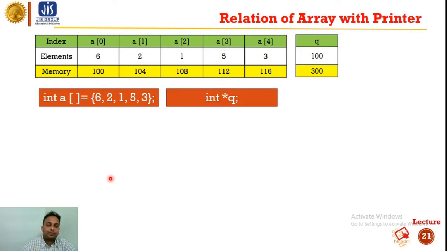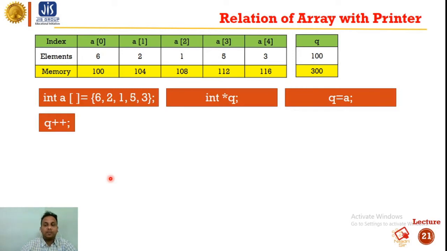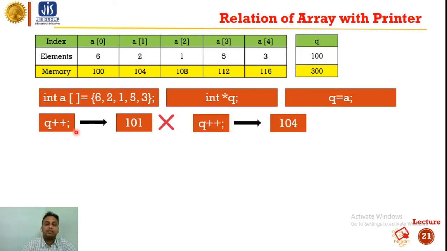Suppose this is an array, and int pointer q equals a, then q plus plus. So the value of q has been incremented by 1. It will not print 101. As we know, the value of q is 100, so q plus plus would be 101, but that is false. Q plus plus is not 101. Q plus plus means the address of the next integer variable. That means q plus plus will be 104.